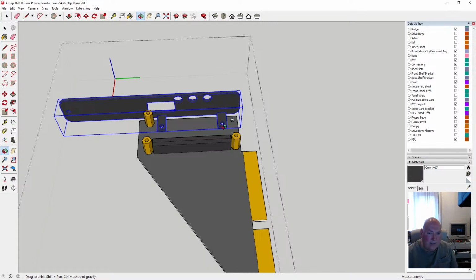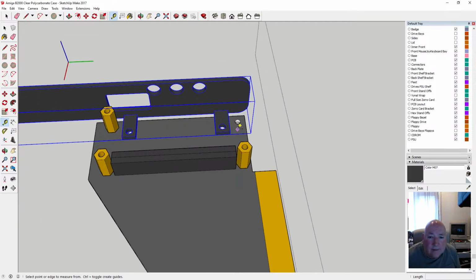Right, let's measure the distance between these two. Right, from one edge to the other. Okay. So from one edge, so it's 42 mil. 42 mil from one edge to the other. Let's have a look. 42.5 mil, so it's half a mil out.